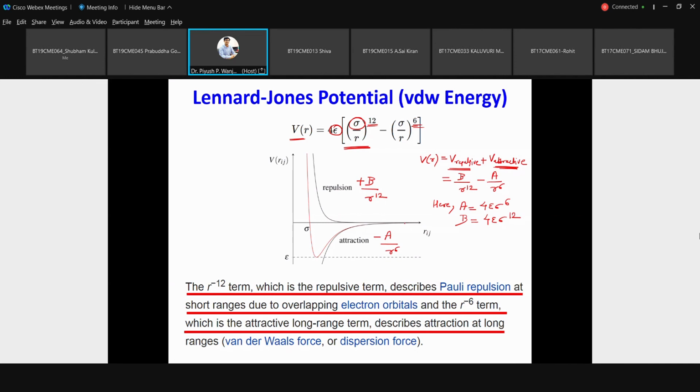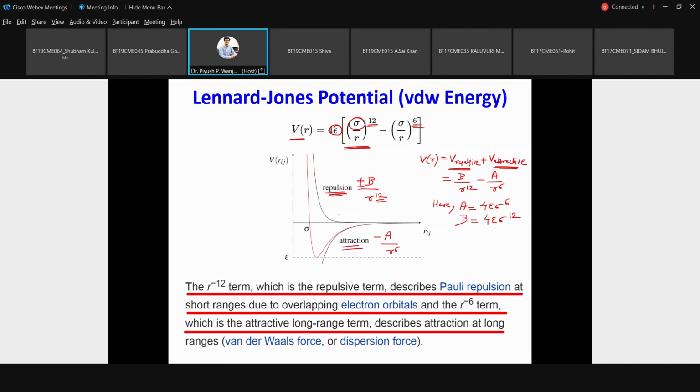This is a somewhat more flattened kind of curve, whereas the other is a steep curve. The repulsive term is plus 1 by r power 12. This is a higher power, so you can consider it more steep, but it is positive. This indicates the repulsion, and the overall Lennard-Jones potential is made up of both things, by addition of the attractive and repulsive terms.